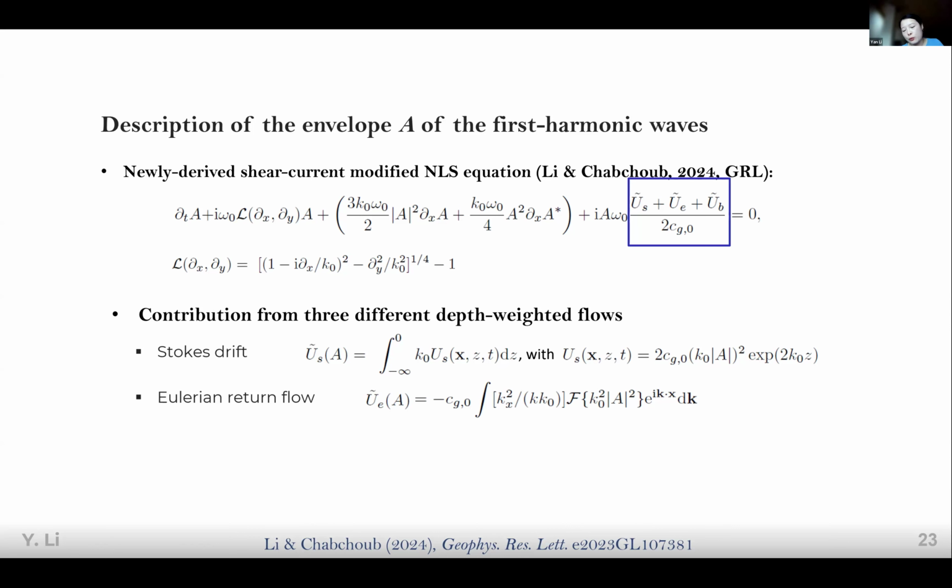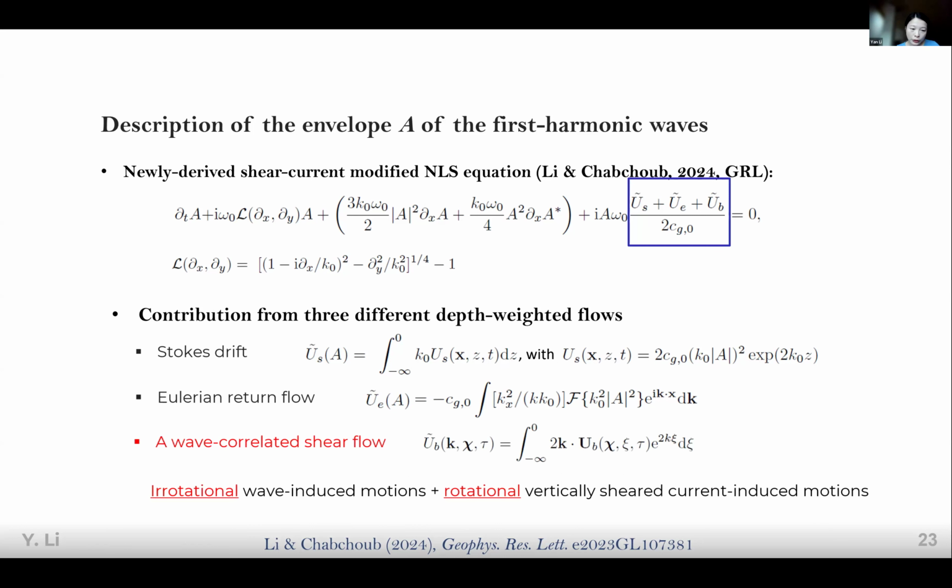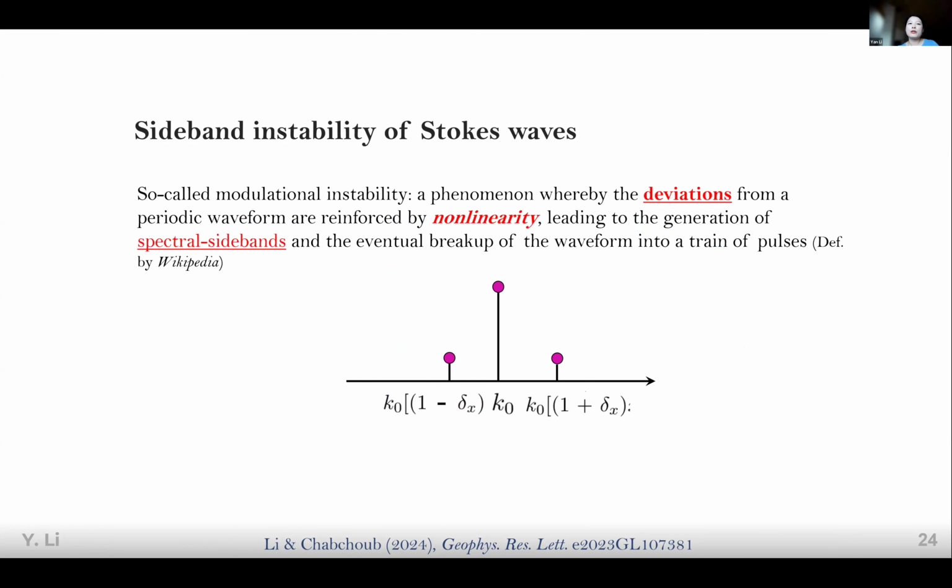This was first derived by Dysthe. The third component is what we call a wave correlated shear flow, which requires the presence of both irrotational wave induced motions and the rotational flow motions because of the vertically sheared current. If we don't have a vertically sheared current, then this component will become zero. So with the help of this newly derived equation, it allows us to do some instability analysis of Stokes waves.